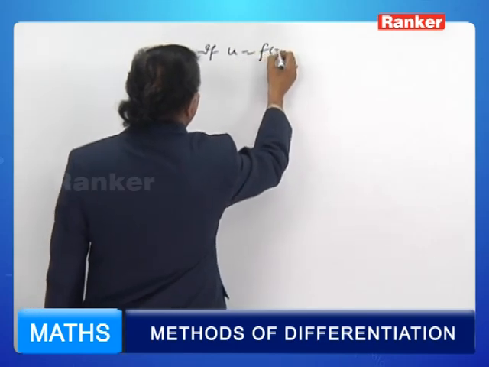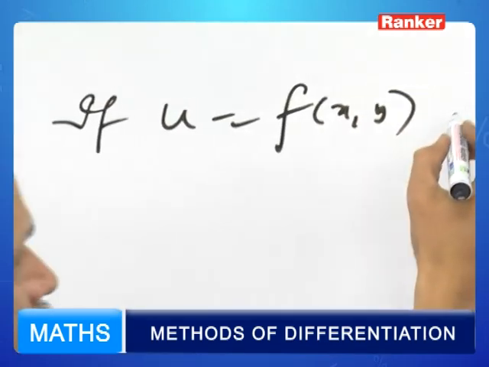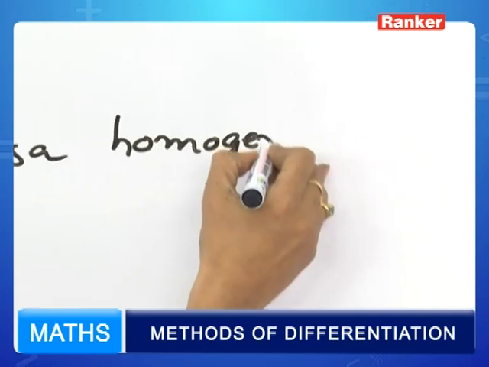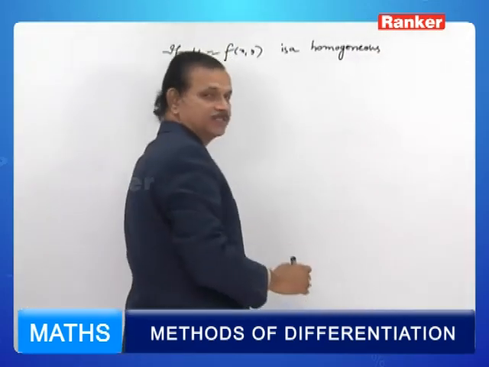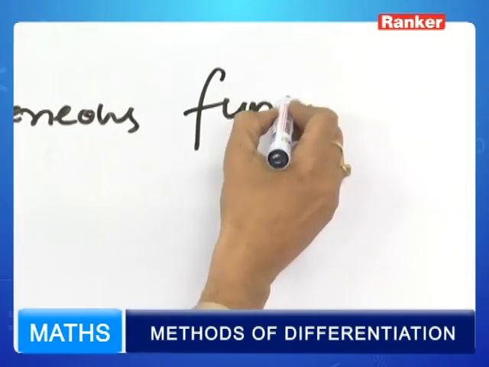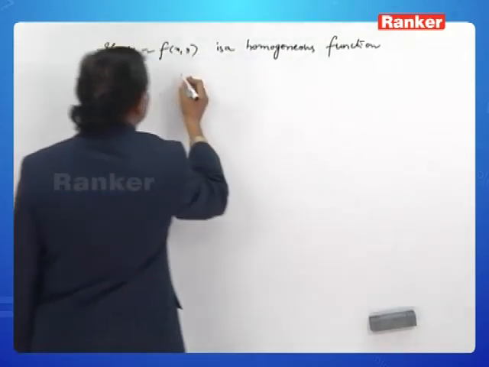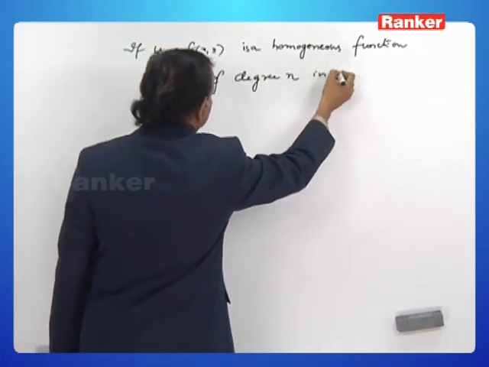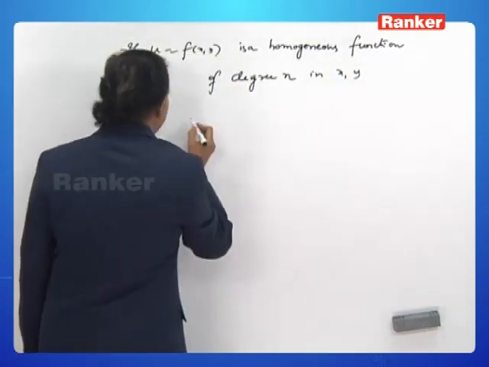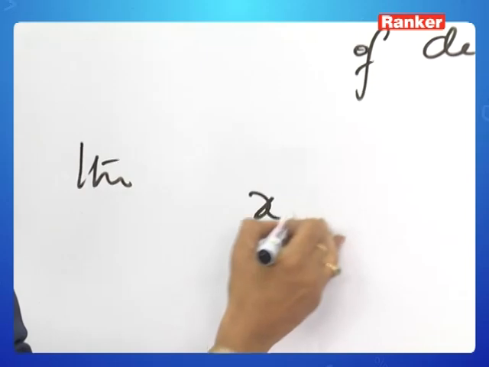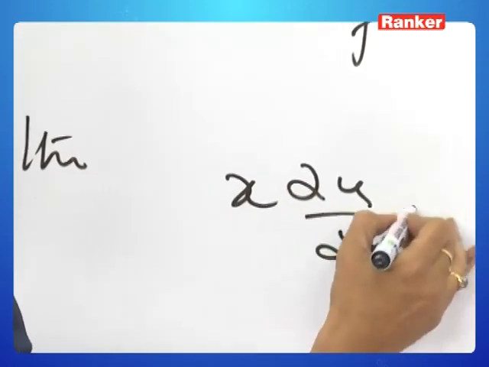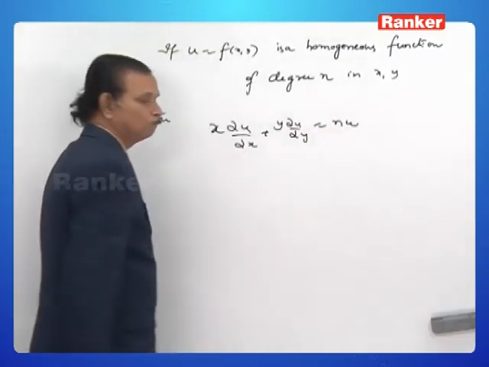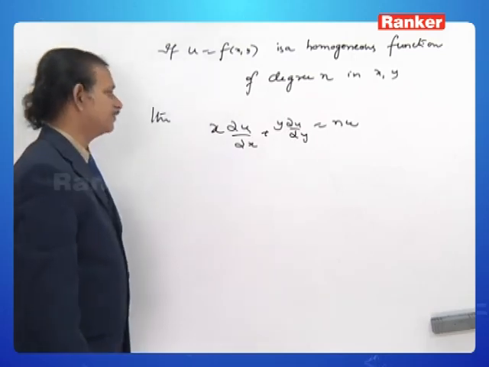If u is equal to f of xy is a homogeneous function of nth degree in x and y, then x dou u by dou x plus y dou u by dou y is equal to nu, where n is the degree of that expression.